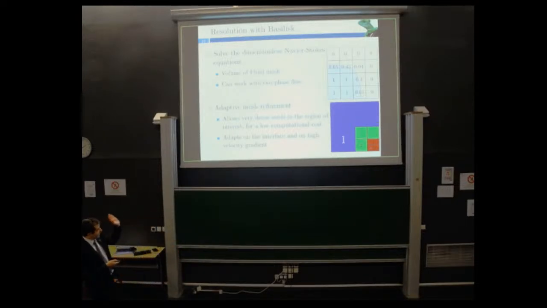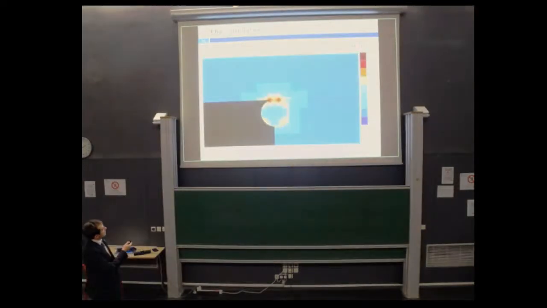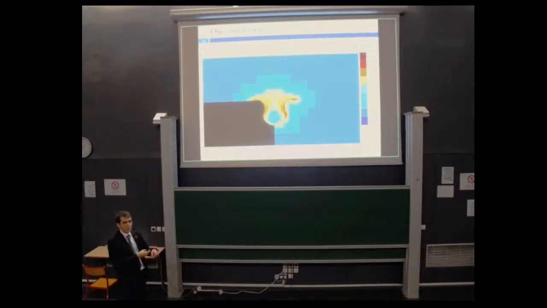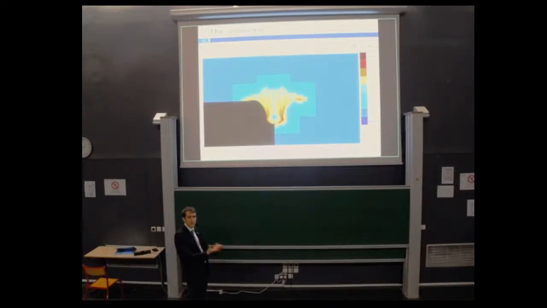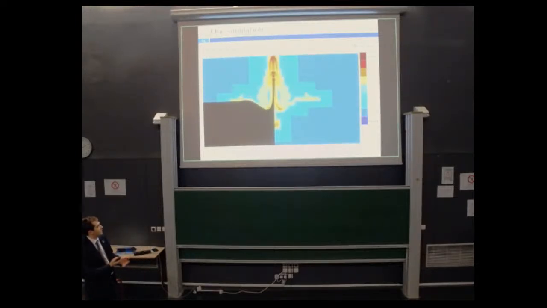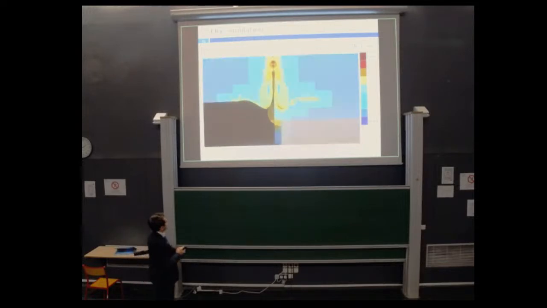So now let's observe how a simulation behaves from the mesh point of view. So we've got here our simulation. We've got liquid here in black, the air here. The colors represent the density of the mesh. The more red you are, the more cells you have in the region. And you can observe how the simulation behaves with the adaptation of the mesh on the interface and the characterization of the high velocity part.